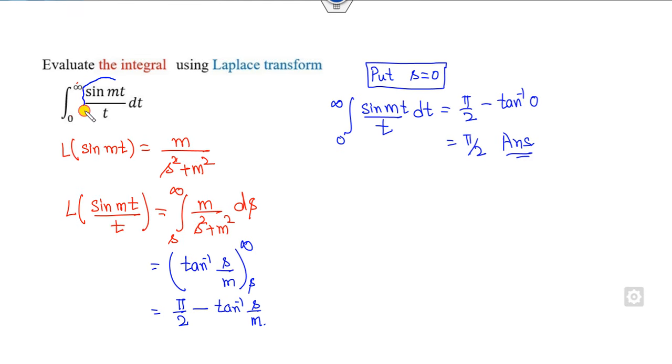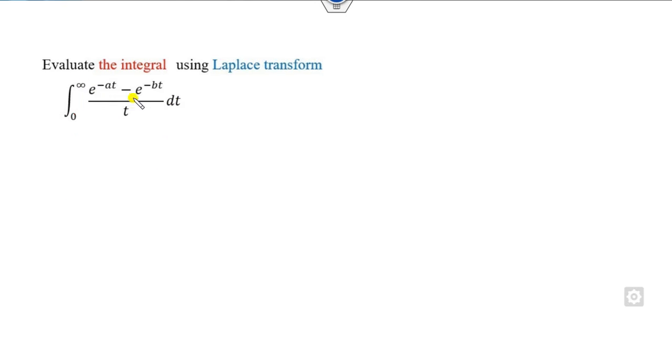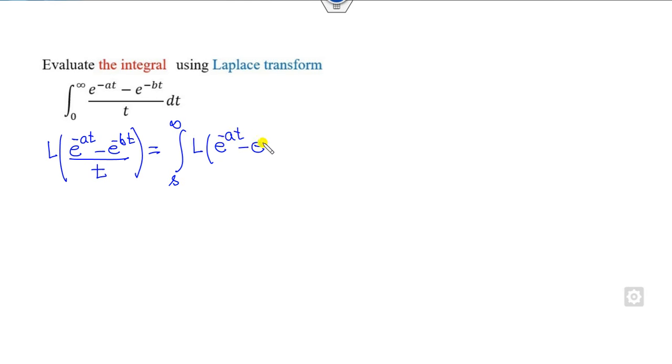Always, whatever the function is there, find the Laplace transformation of this function. Now this is there. So firstly, I can find the Laplace transformation of this whole quantity, e raised to power minus at minus e raised to power minus bt over t. This is my f of t. What is the rule for the division by t? It is the integral from s to infinity of the Laplace of this value, fine, into ds.